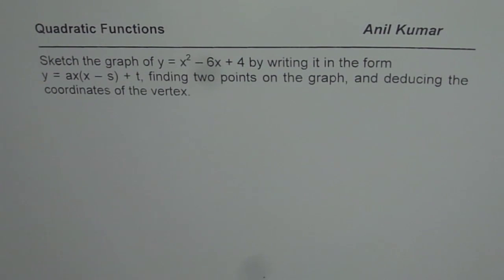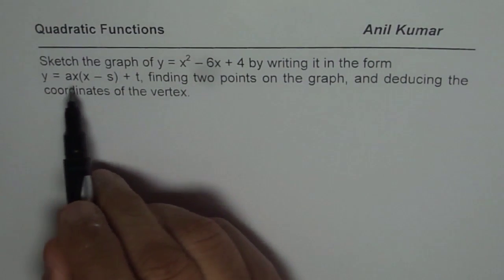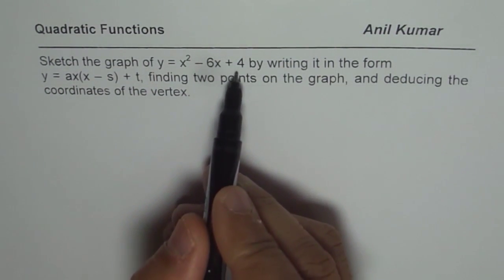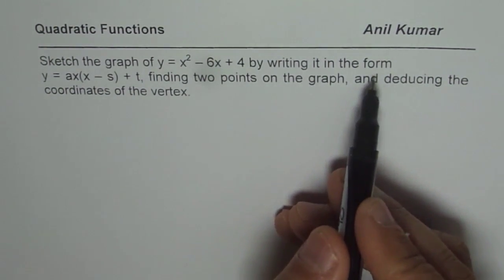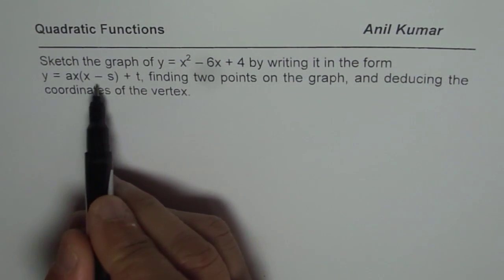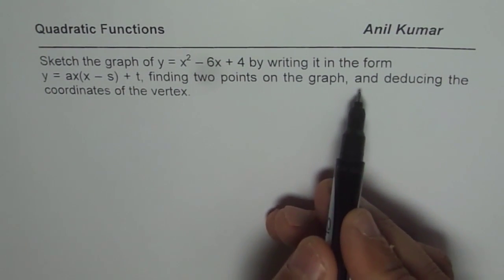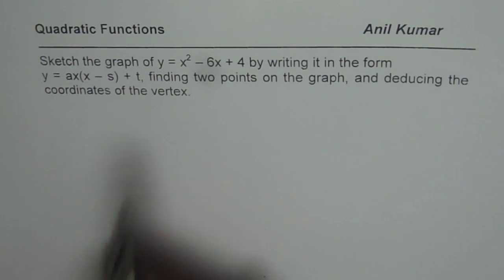Whenever you sketch a quadratic equation, you should get a parabola, right? So the question here is, sketch the graph of y equals x squared minus 6x plus 4 by writing it in the form of y equals ax times (x minus s) plus t, finding 2 points on the graph and deducing the coordinates of the vertex.